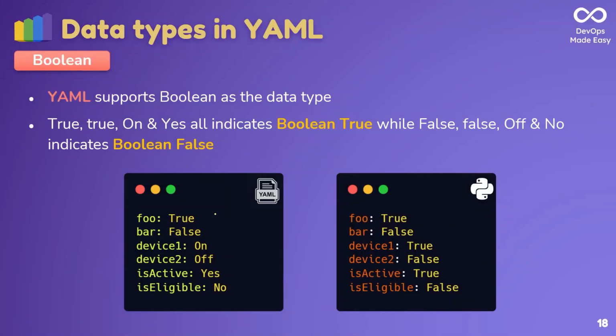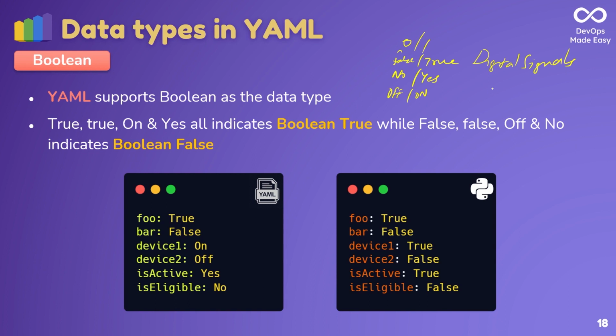Now Booleans. YAML also supports Boolean as a data type. We all know that the Boolean data type has only two values. Either it can be 0 or 1, it can be false or true, or it can be no or yes, it can be off or on. So these are all indications of only two values. These are nothing but digital signals, right?